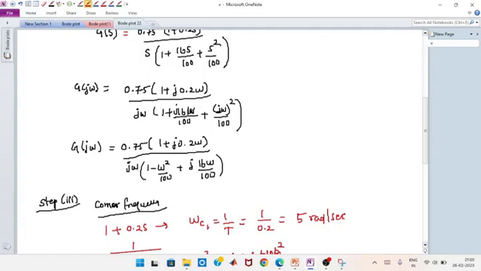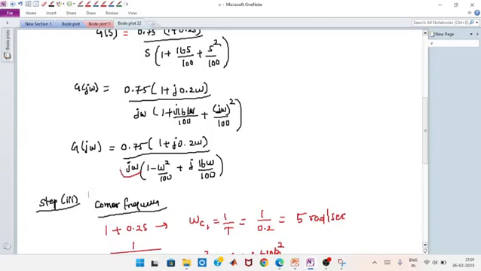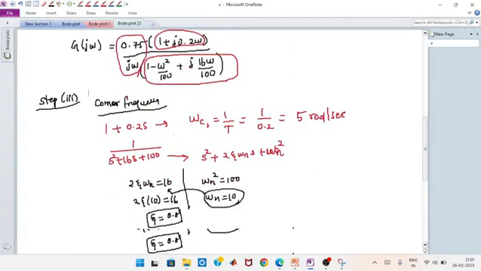0.75 divided by j omega is the first term. 1 plus j 0.2 omega is the second term. And 1 minus omega square divided by 100 plus j is the third term. Now I have to list out all these things. 0.75 divided by j omega is the first term. The second term is 1 plus j 0.2 omega.